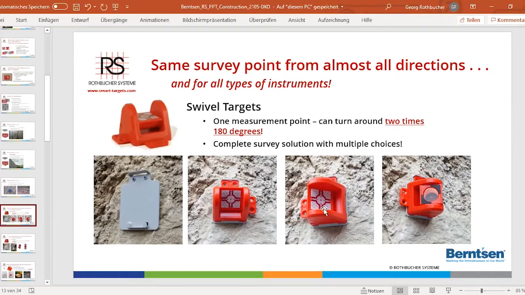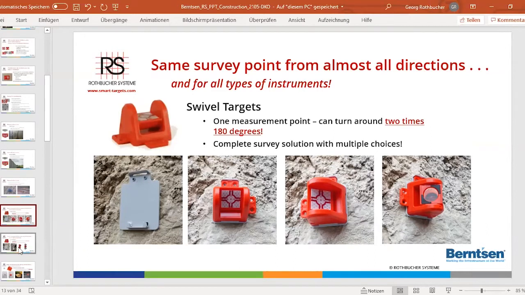And when you put this on and off, the good thing is you just leave the cheap fixed point. You can write here with a waterproof pen the position number, and then you can take your swiveling target, take it on and off, and you have 2 times 100 degrees direction, with very, very high accuracy.